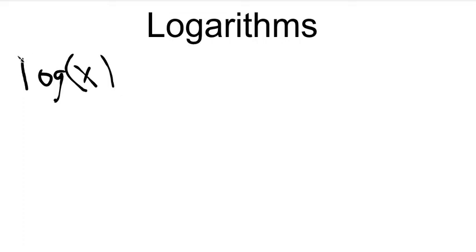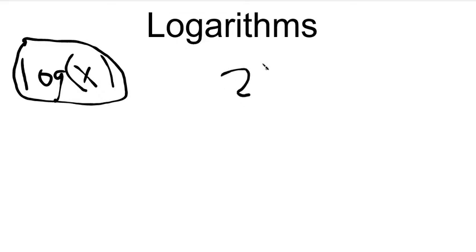So what does this mean? Well, a logarithm is another way of thinking of exponents. So let's say there's something like 2 to the x, or even better, 2 to the third is equal to 8. So a logarithm is basically kind of an inverse function of an exponential function.